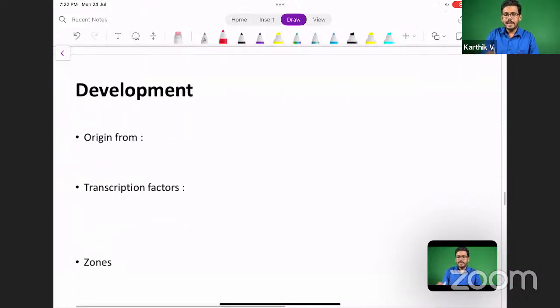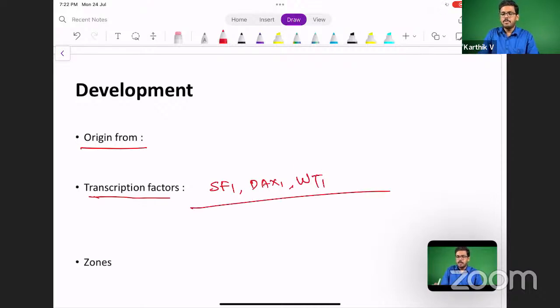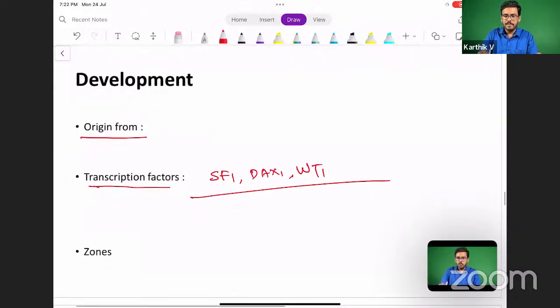So for development of the adrenal gland, we had seen its origin, intermediate mesoderm, giving rise to adrenogonadal primordium. And which are the important transcription factors responsible for adrenal gland development? They include SF1, DAX1, WT1, etc. These are some of the important transcription factors for adrenal gland development. And the zones we have discussed, the fetal, transitional, and definitive. Of these, fetal and definitive are the most important. The transitional zone can have a role in the secretion of cortisol.